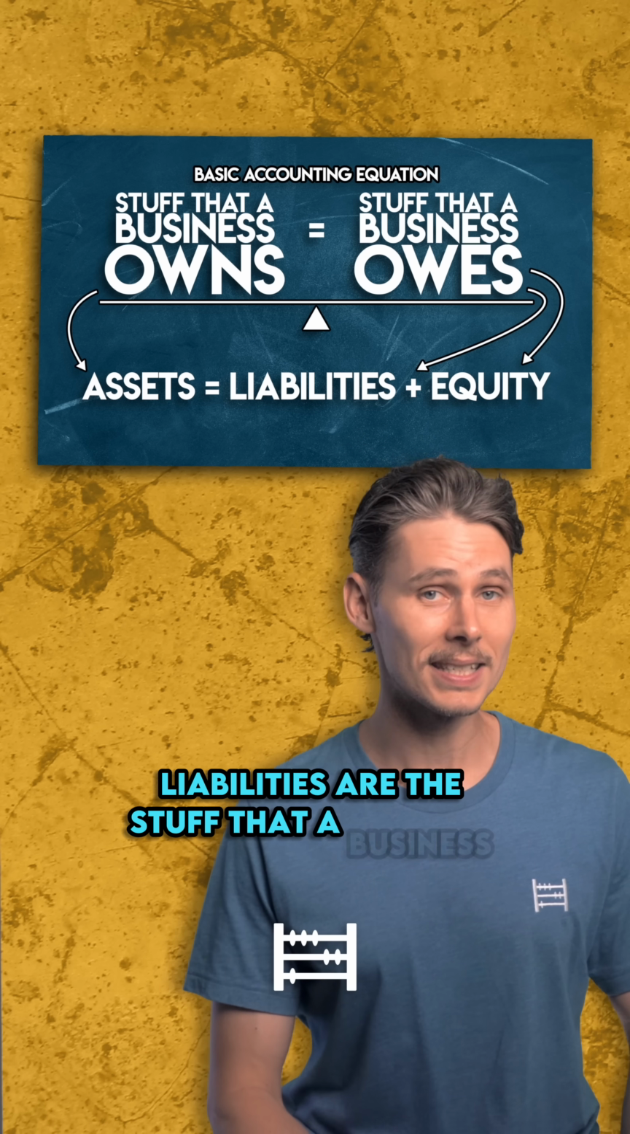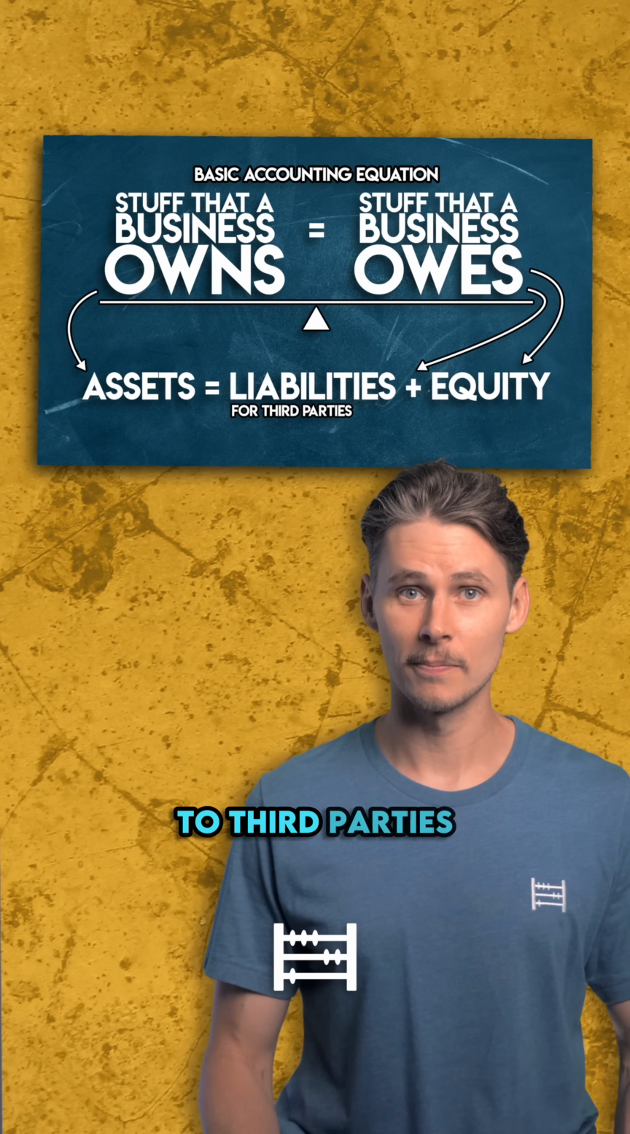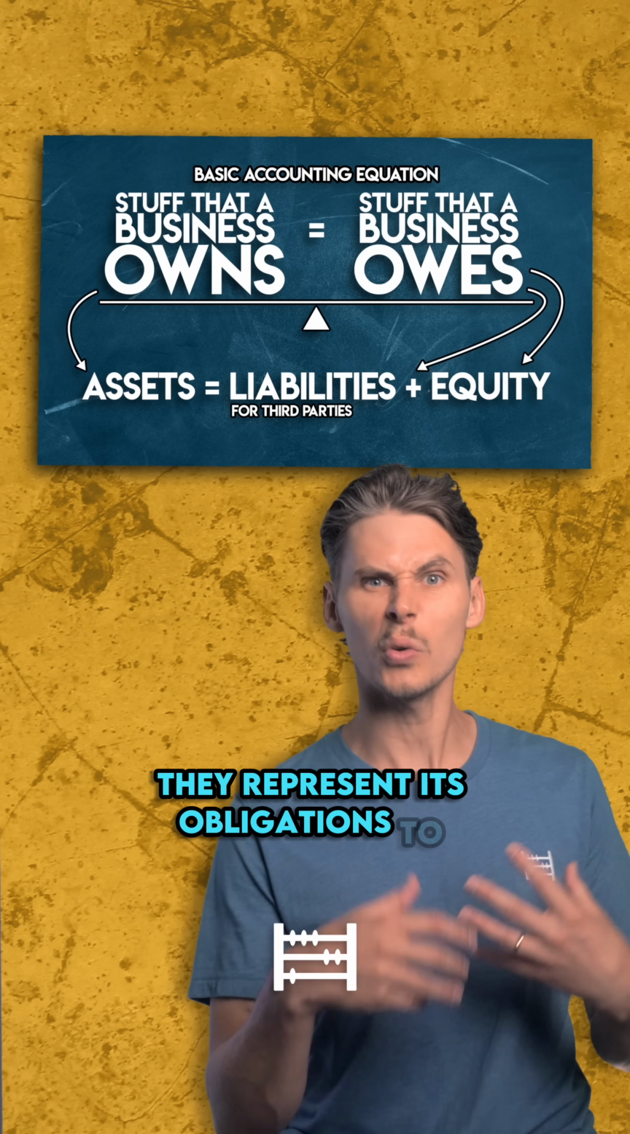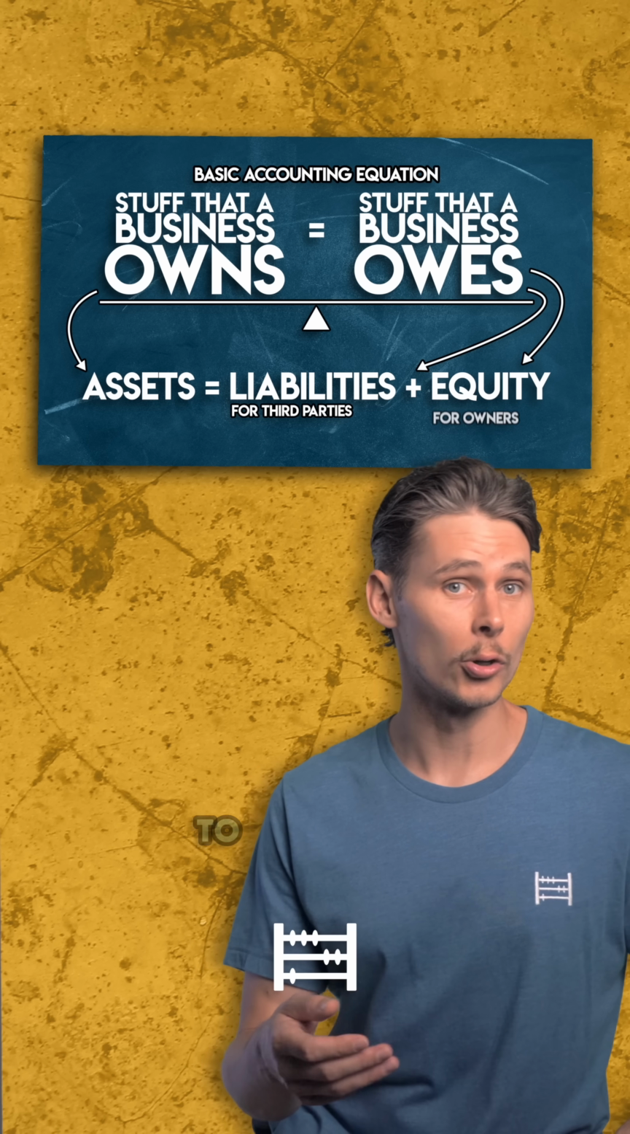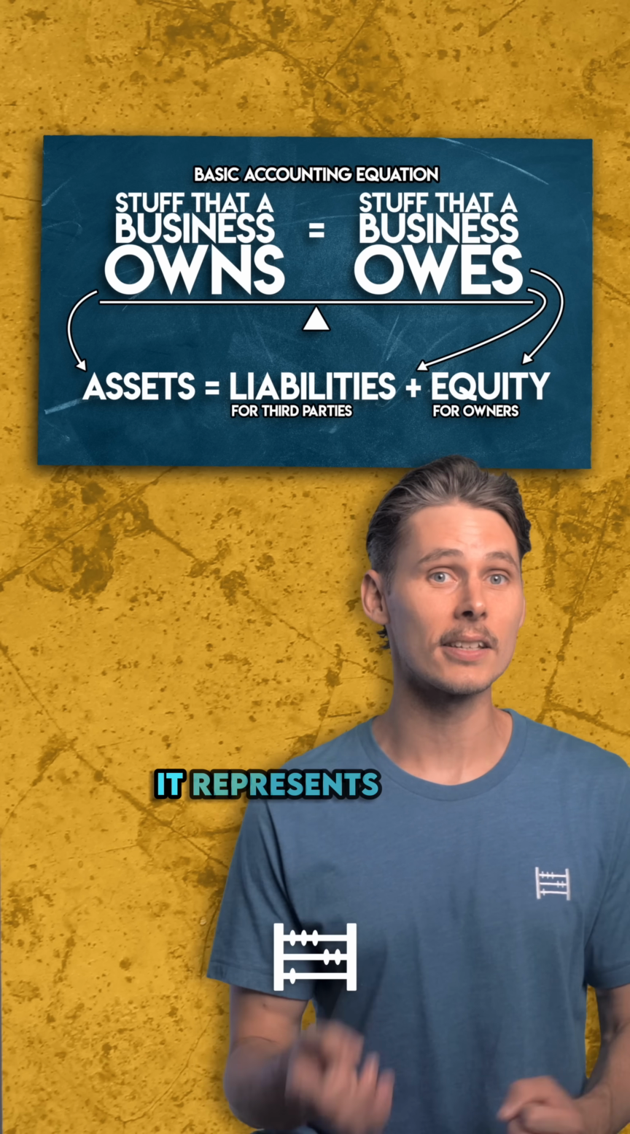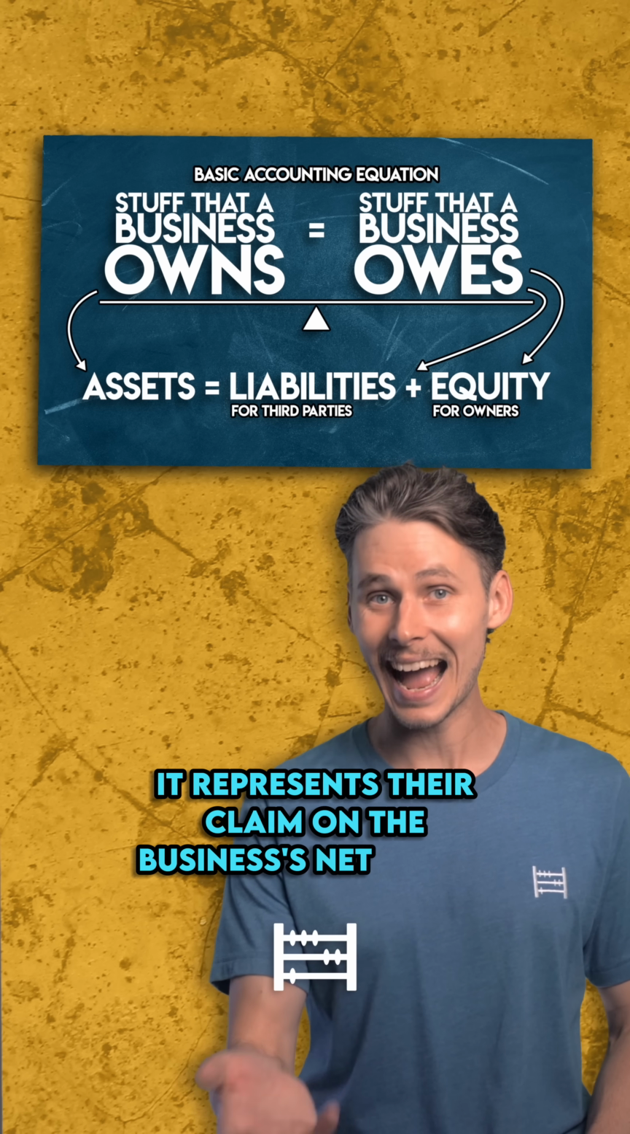Liabilities are the stuff that a business owes to third parties. They represent its obligations to external creditors. And equity is the stuff that a business owes to its owners. It represents their claim on the business's net assets.